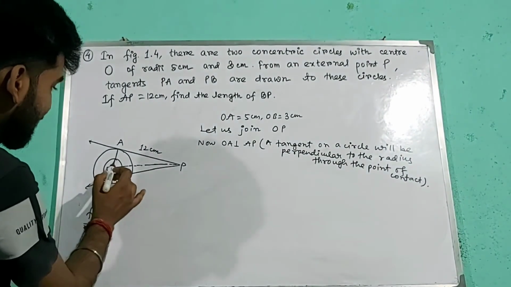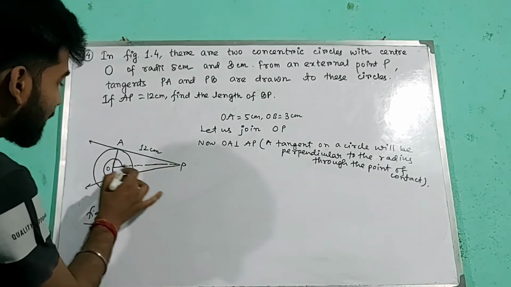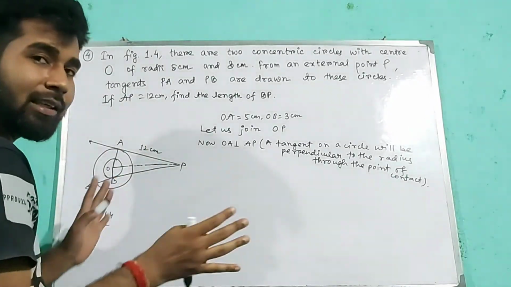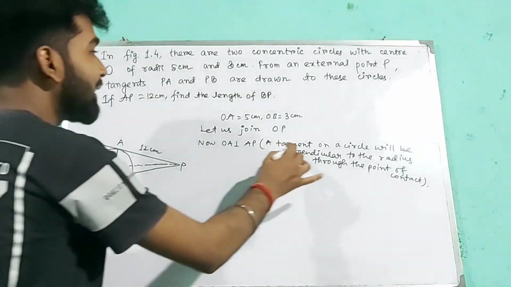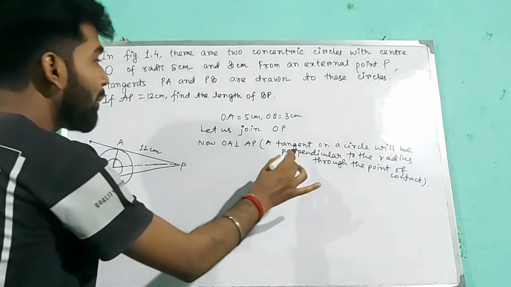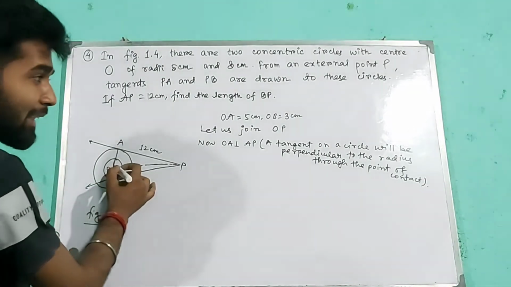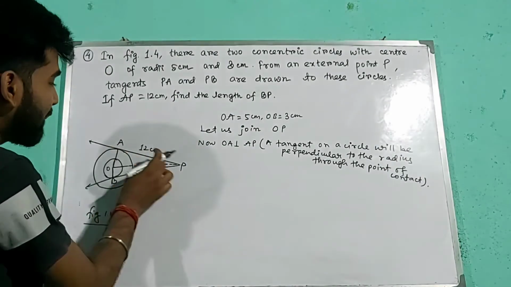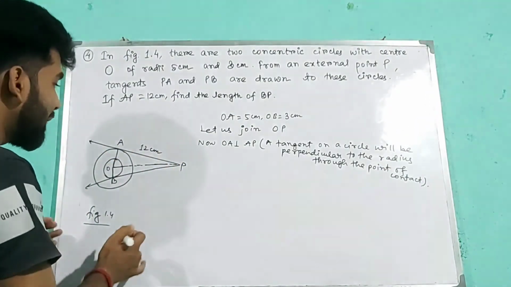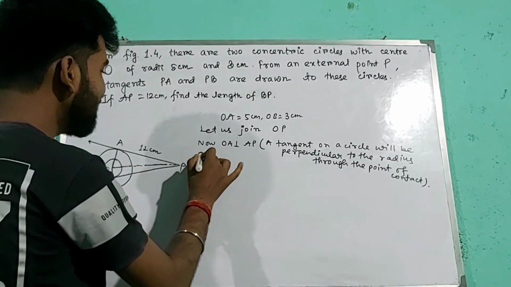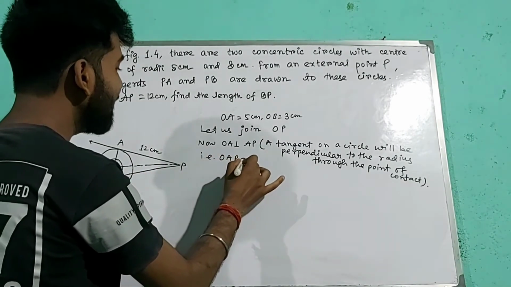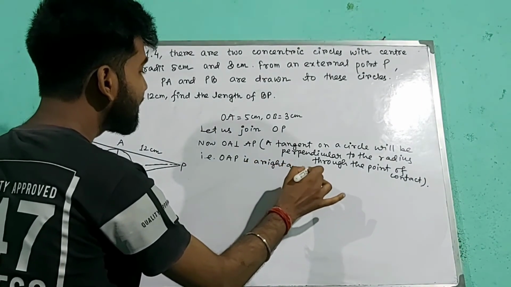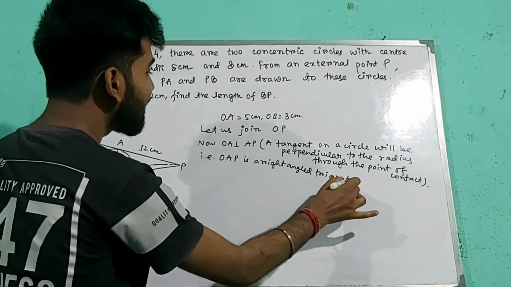See, this OA will be perpendicular to AP. Why? Because AP is a tangent on a circle. You can say either OA is perpendicular to AP or AP is perpendicular to OA. The tangent is perpendicular to the radius, and OA is a radius through the point of contact. A is the point of contact. That means OA is perpendicular to AP, so OAP is a right angled triangle.